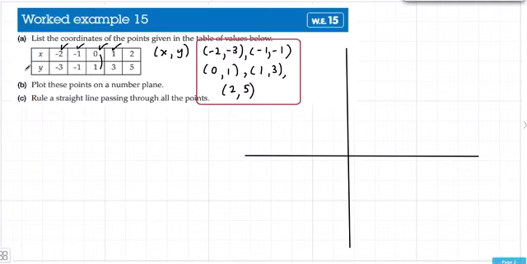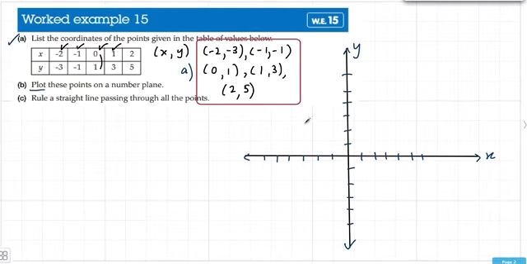So the next thing we're going to do, we've done part A, which was all of our coordinates. Part B is to plot these points on a number plane. Remember, Y to the sky, X on the ground, and then we're going to put some little marks in again. So remember, rule these with your ruler. You don't want to do them freehand like I am because it doesn't look as good, it won't be as accurate. And we're going to plot the points.